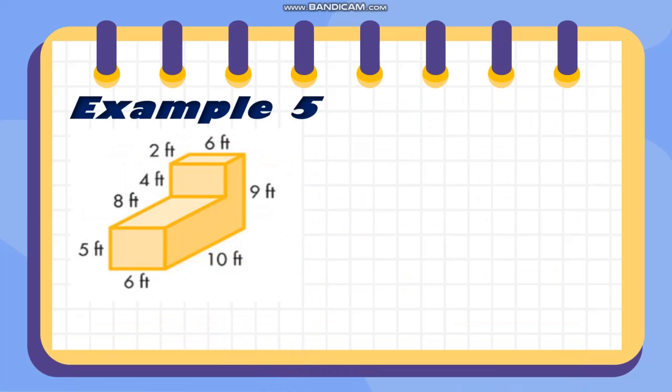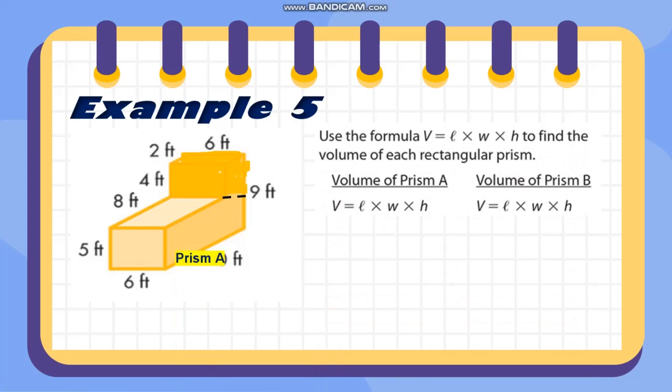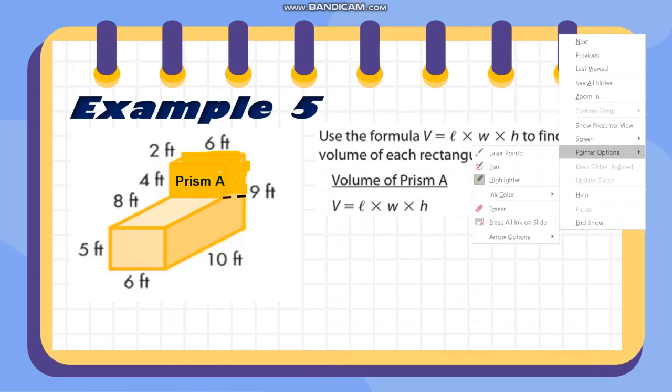Example number 5. So here, if I'm going to cut this one horizontally, so this is my first shape, and I have another shape below. So that is my prism A, and the other one is my prism B.